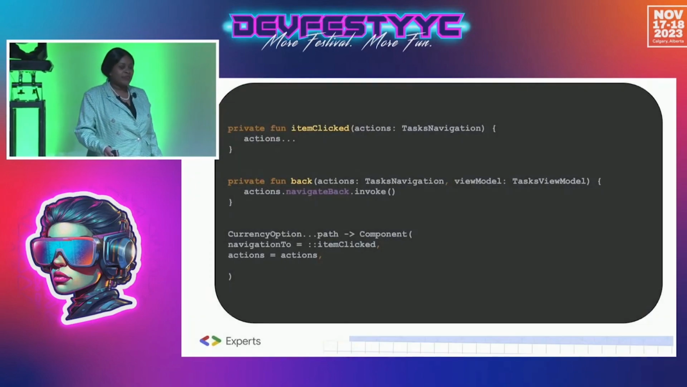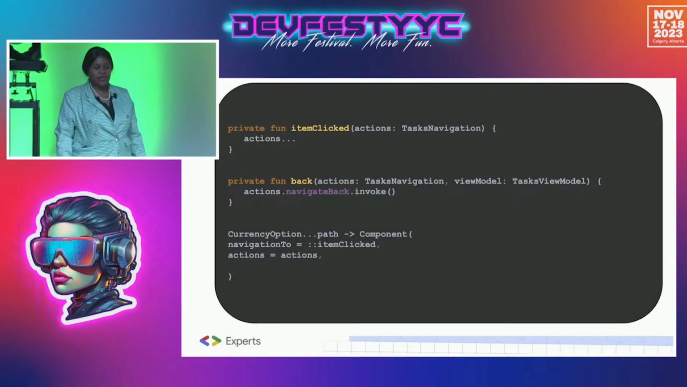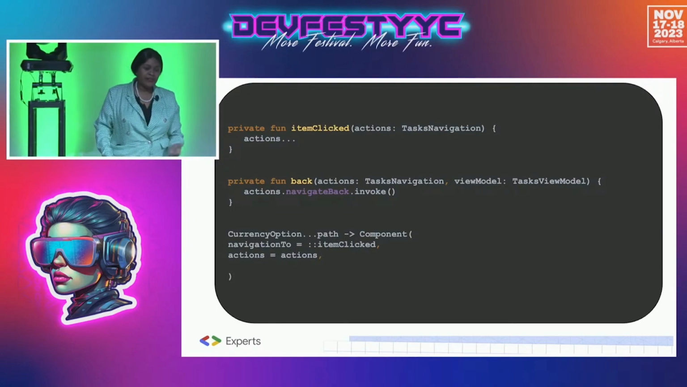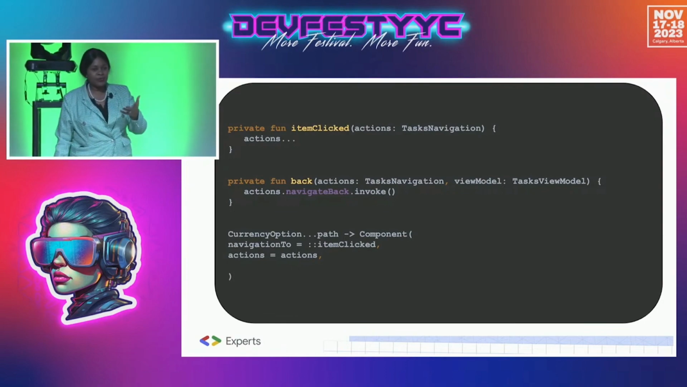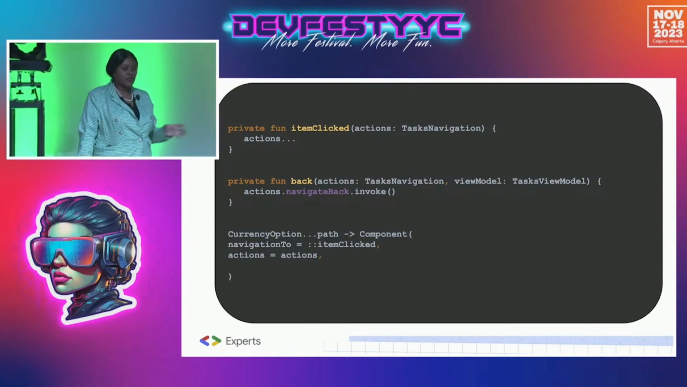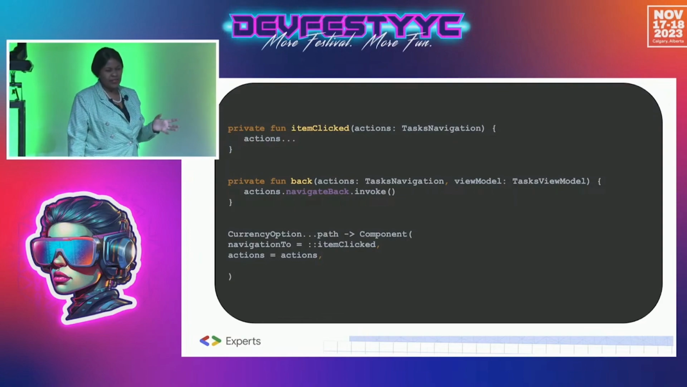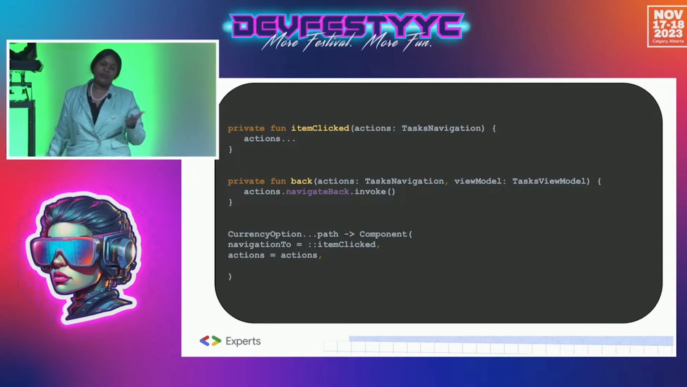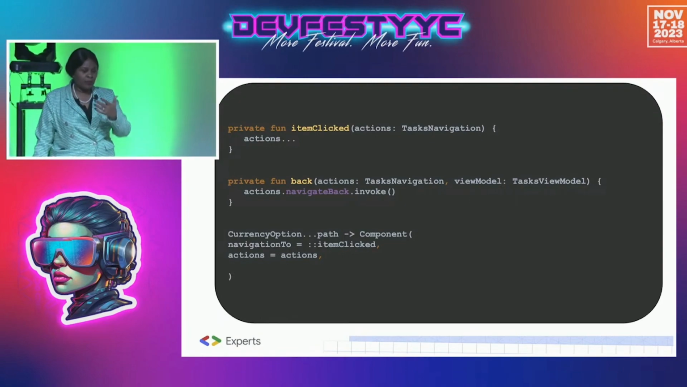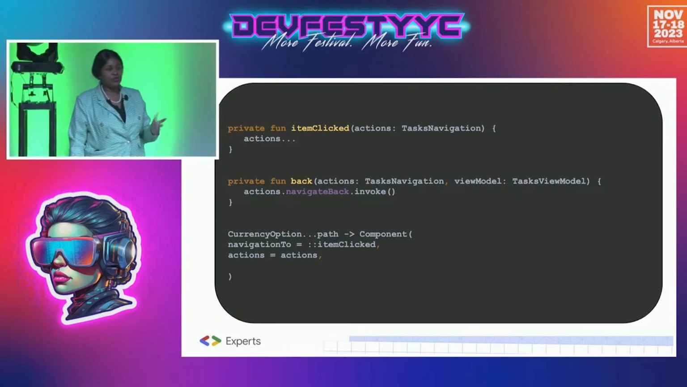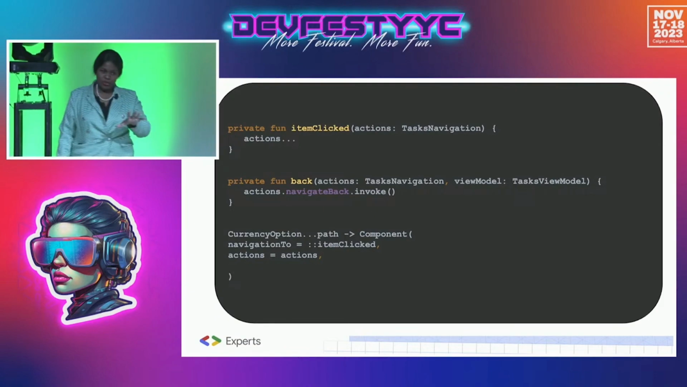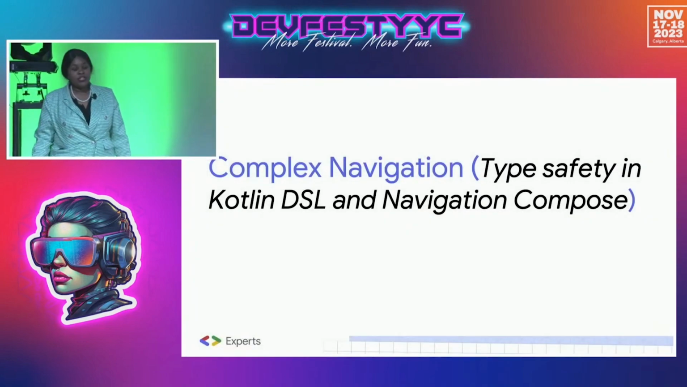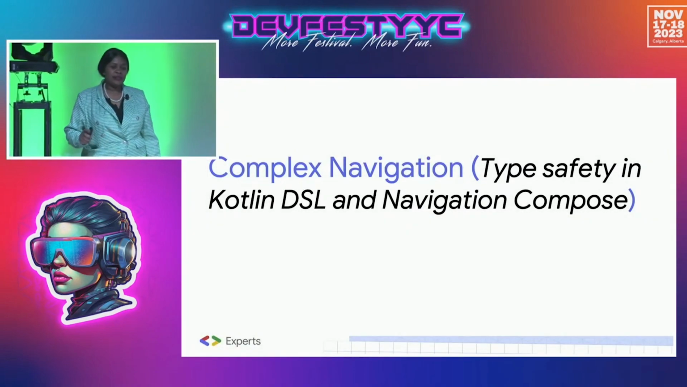And then when the items are clicked, that's how you would do it, like you would have a task navigation and do all that stuff that's there. Let's say when you have the back, that's what you do. And in fact, for the view model, if you have anything that you want to use in the view model, you can also pass the view model. But to me that's just an example. I needed to use the view model for something, so I put it in there and then I was able to use it. So this is pure pseudocode. This one will not run, it will not work, but the previous one will work. So, complex navigation type safety in Kotlin DSL and Navigation Compose.